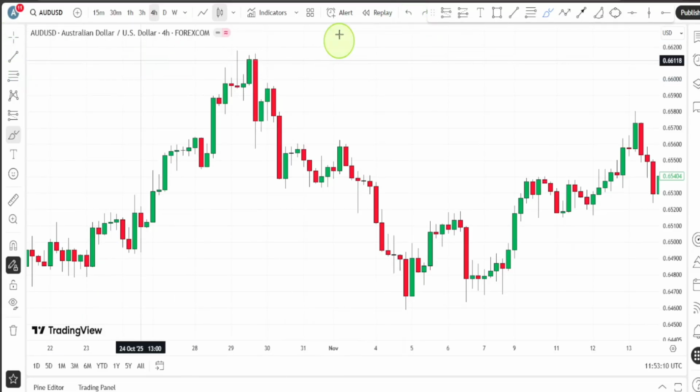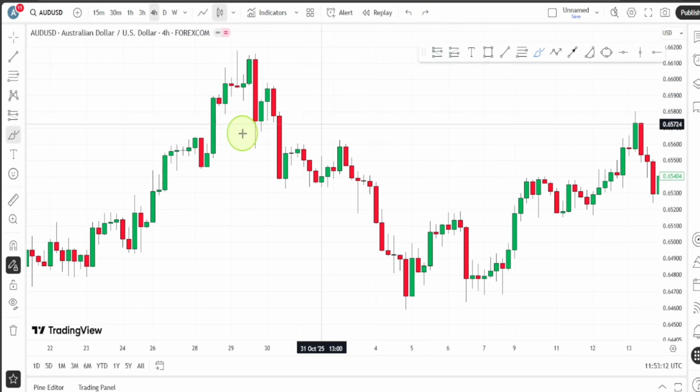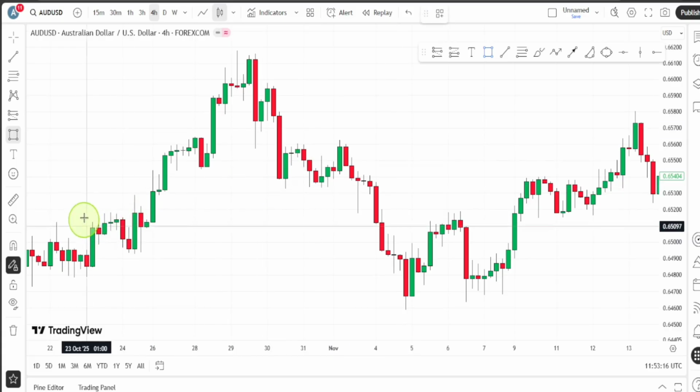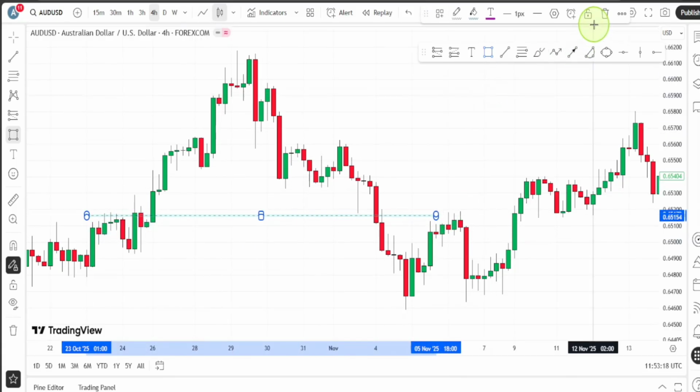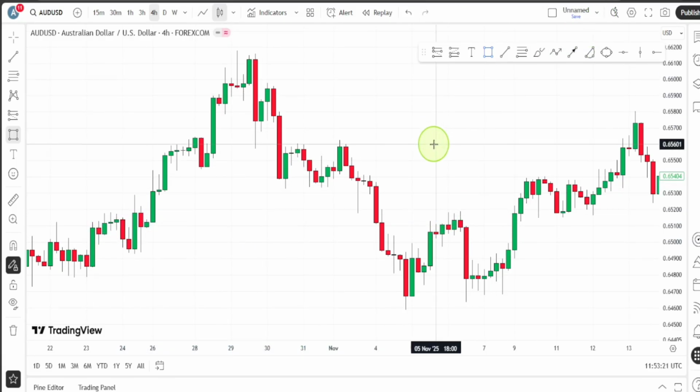Okay, so the tool that is here that I'm using to draw on the screen is basically like a drawing board. That is what we use to draw our zones, everything to analyze our market. We do everything here on the screen to predict the direction of price.